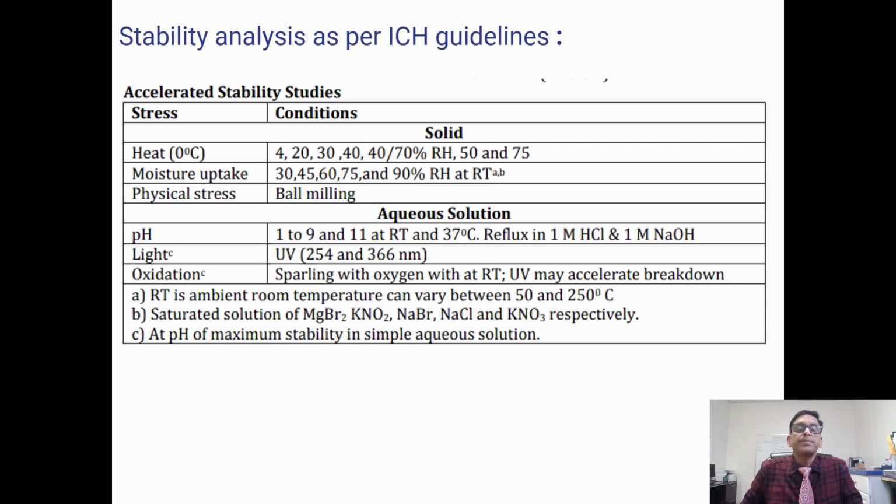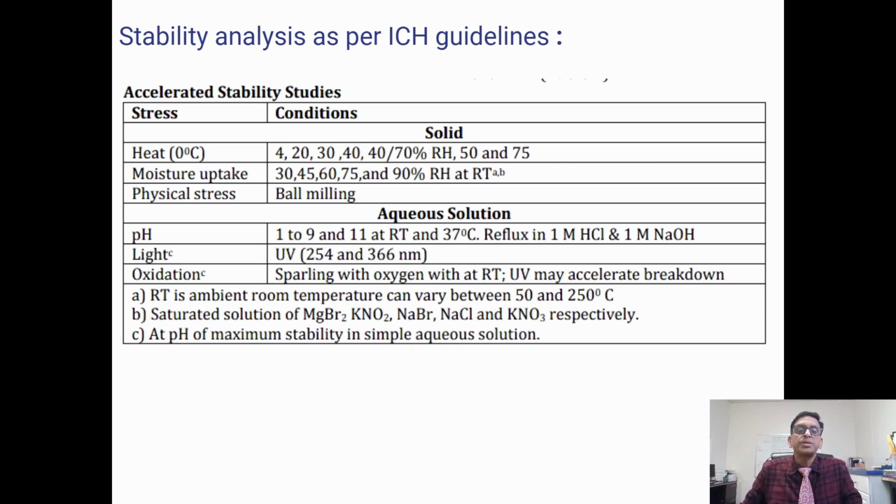Like you can look, taking into account the heat, in the case of a solid, the temperature could be 4, 20, 30, 40, or 40 with 70 relative humidity, or relative humidity 50 or 75. Moisture uptake is carried out at 30, 45, 60, 75, 90% relative humidity at room temperature. Similarly, physical stress is normally applied by using a ball mill, and the physical stress will be determined by employing the ball mill method.